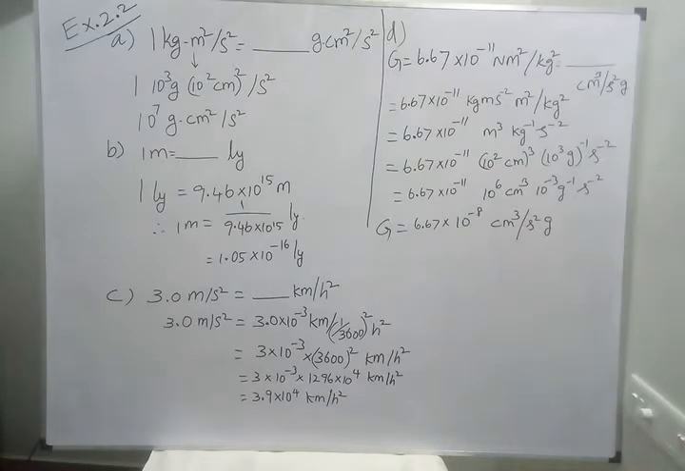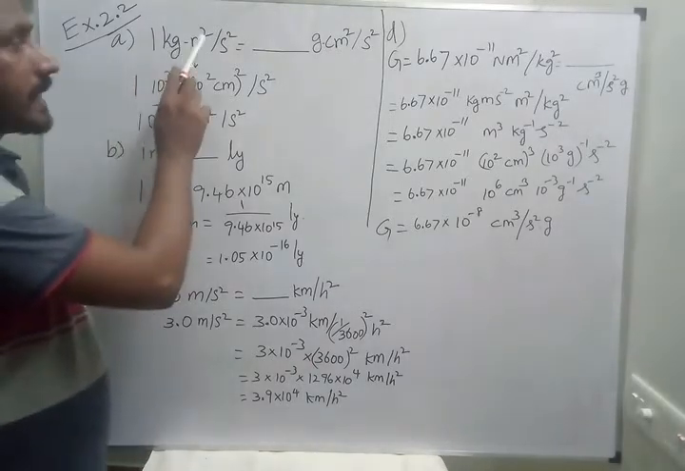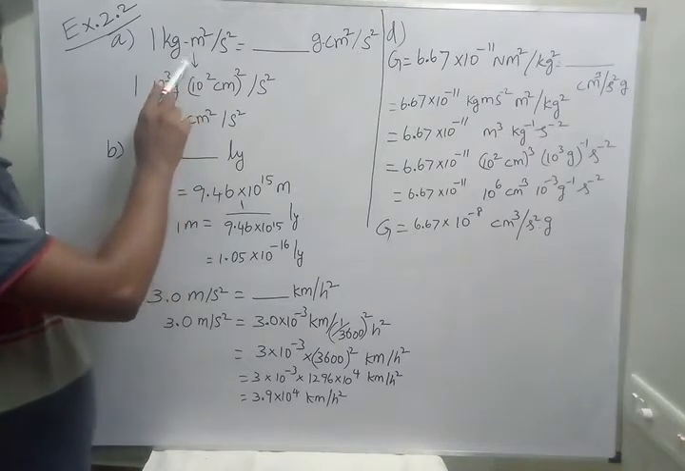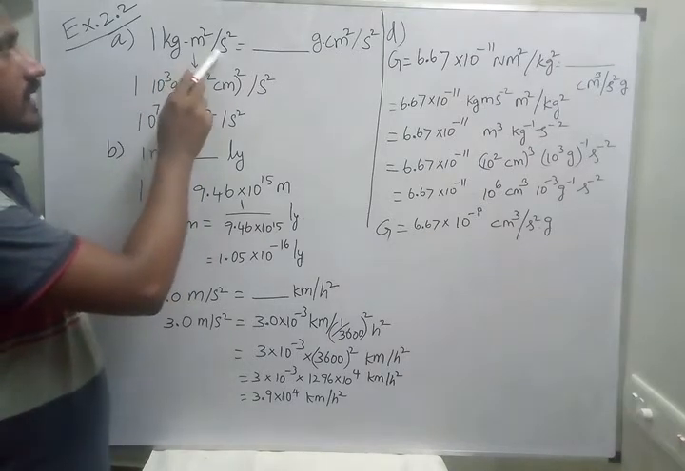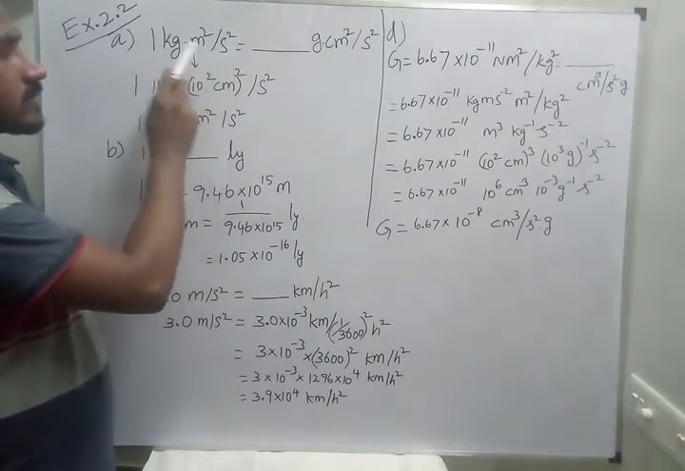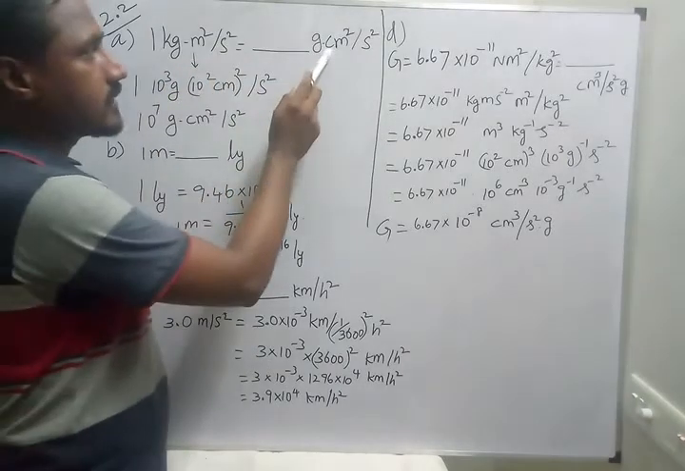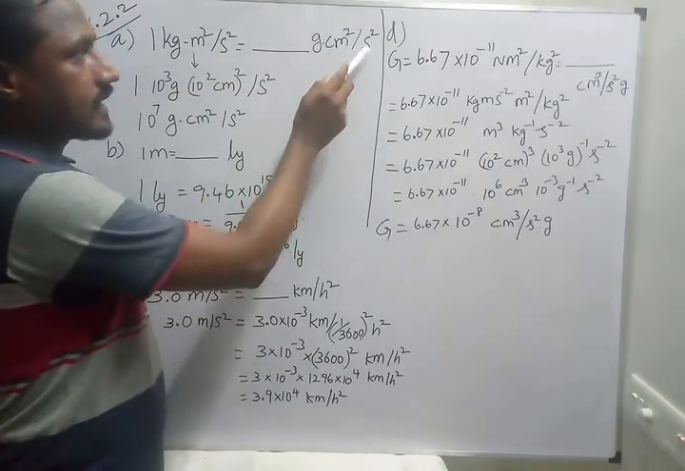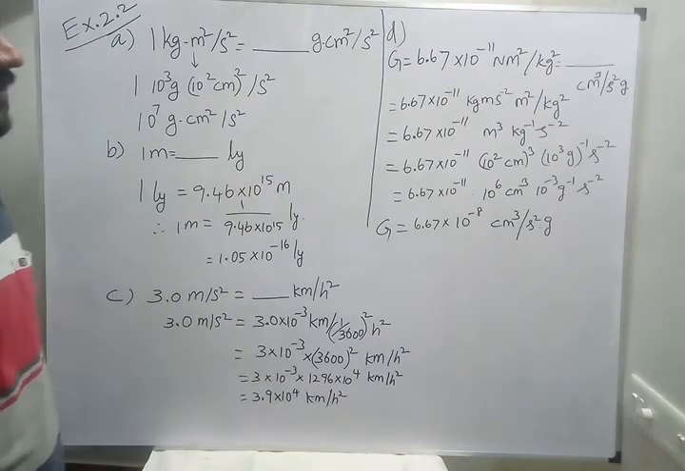In the second question, exercise 2.2, the first one is given: A equal to 1 kilogram meter squared by second squared, equivalent to how much gram centimeter squared by second squared. Initially it's given in kilogram, meter, second. This is the SI unit system: kilogram, meter, second, mass, length, time. And gram, centimeter and second is called the CGS system.